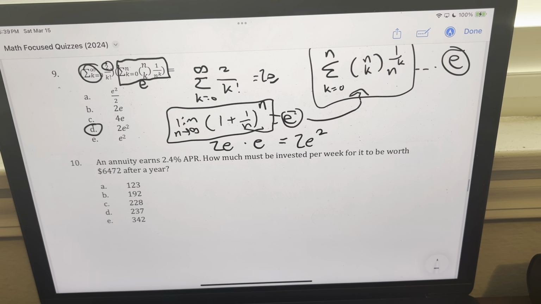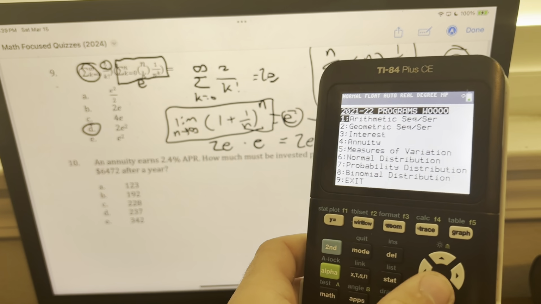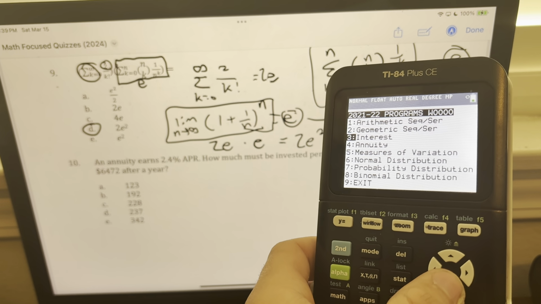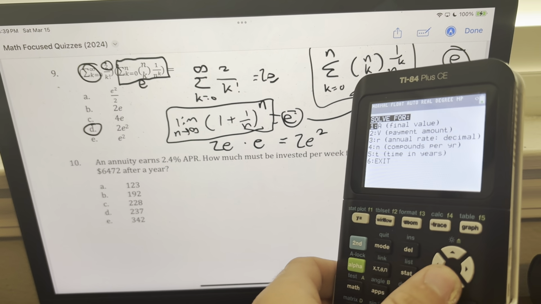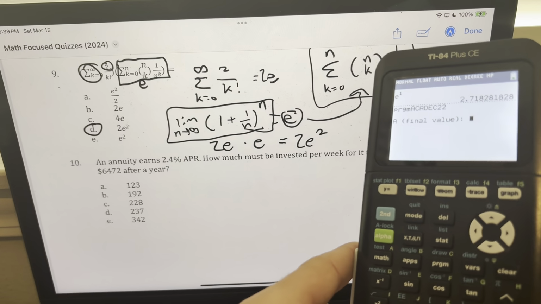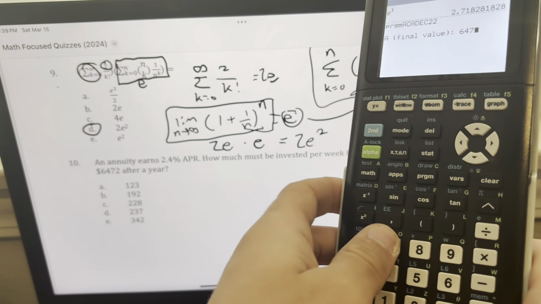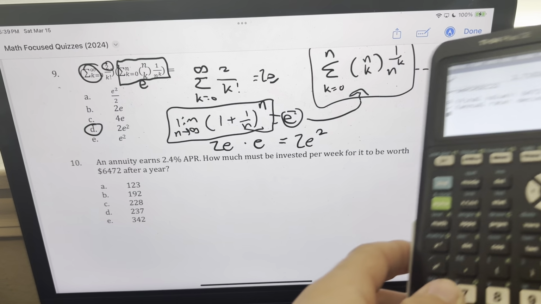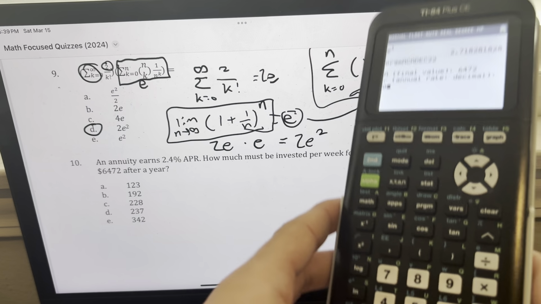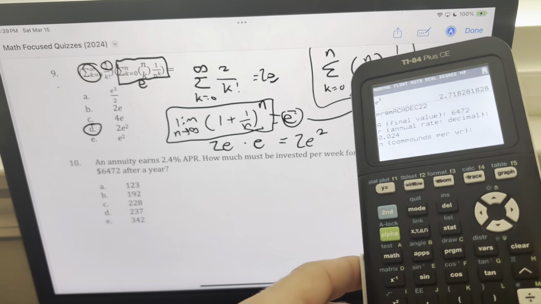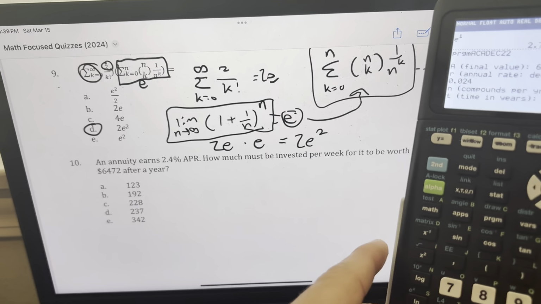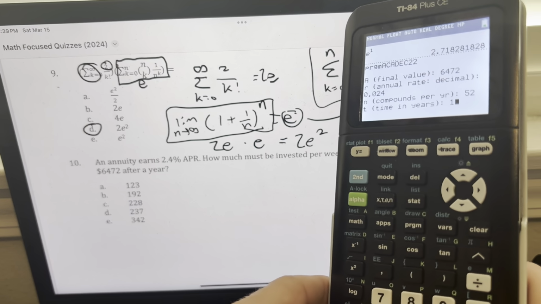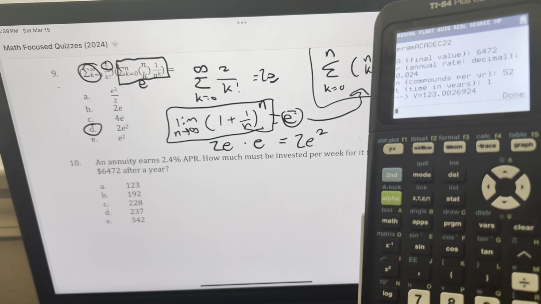Okay, so this next one is much less complicated. We just go to AcaDec 22, interest, or no, not interest, annuity. We're looking for how much must be invested per week, so payment amount. So we know our final value is 6,472, and then we know our annual rate is 0.024, and then we know it's per week, so 52. And then after a single year, 1 year, that'll be 123.